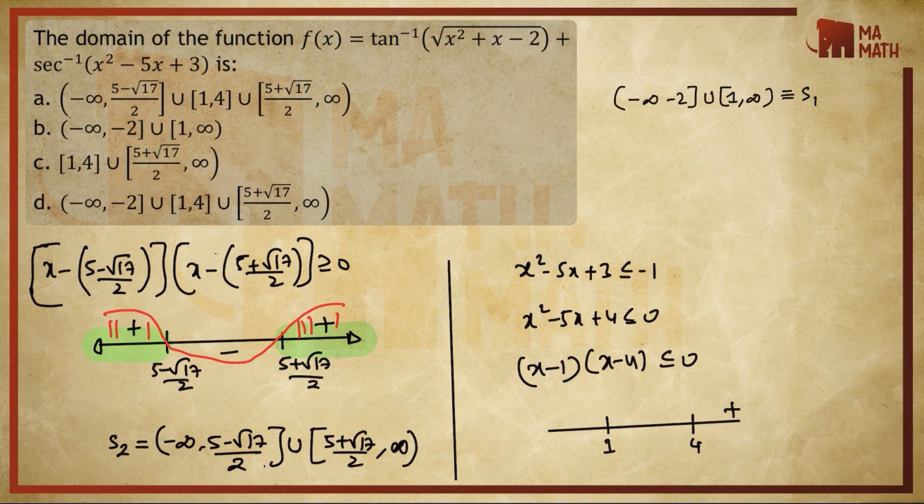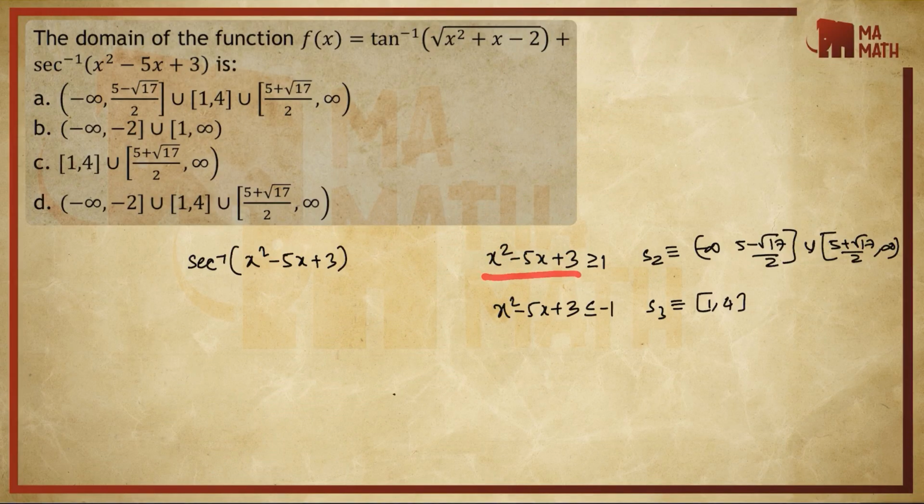So when you simplify this, the smallest root is 1 and the bigger one is 4. So it is plus over here, negative and plus using the wavy curve method. Since they are asking for less than 0, that means this is the region they are interested in. So we understand that for secant inverse of x² - 5x + 3, x² - 5x + 3 is greater than 1 for S2, that is minus infinity to (5 - √17)/2 and (5 + √17)/2 to infinity, and it is less than -1 at the closed interval 1 comma 4.